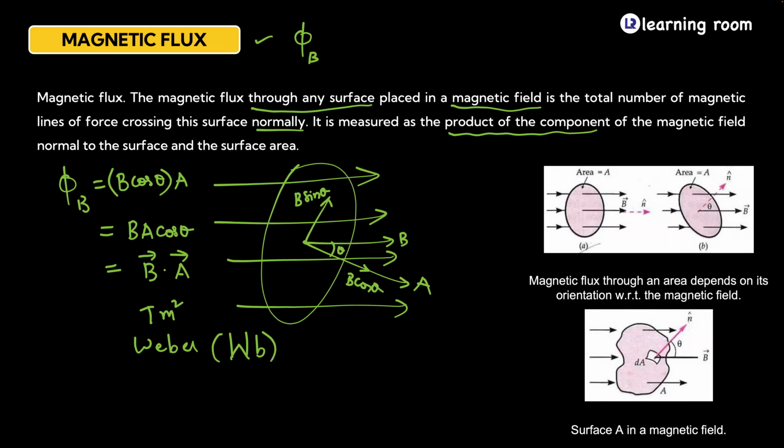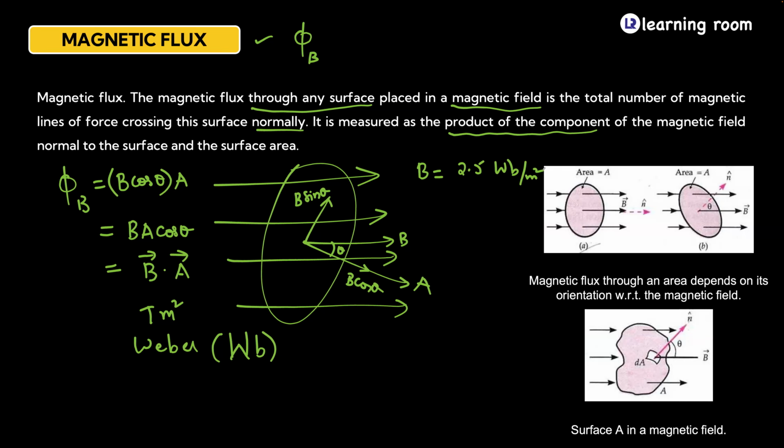So the unit of magnetic flux is Weber, right? That Weber is derived as a product of Tesla and meter square. That is why, if you see in the previous chapter, when we solved some problems, they would have given B is equal to some 2.5 Weber per meter square. We would have seen this.